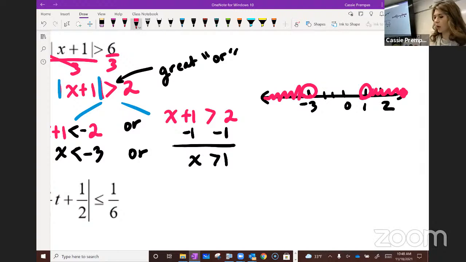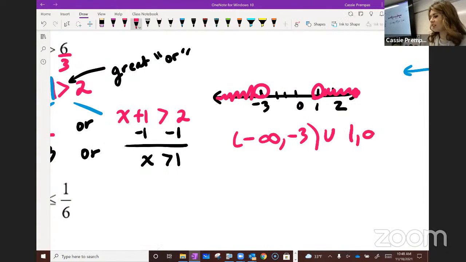So in inequality notation, we would have -infinity to -3 with a what symbol? Parentheses. Good. Union with 1 to infinity. Should I have parentheses or a bracket around 1? Parentheses. Good. To infinity. Margot.